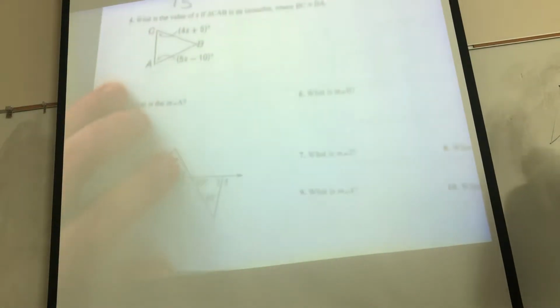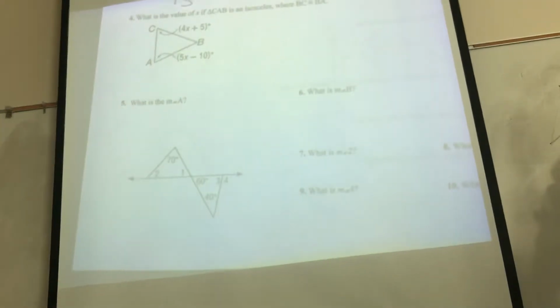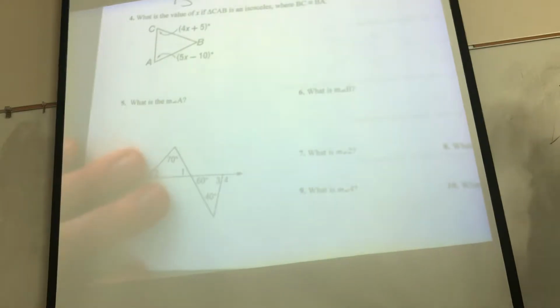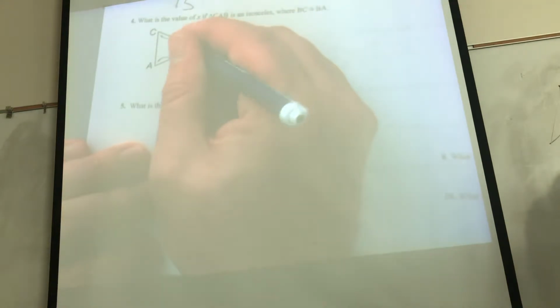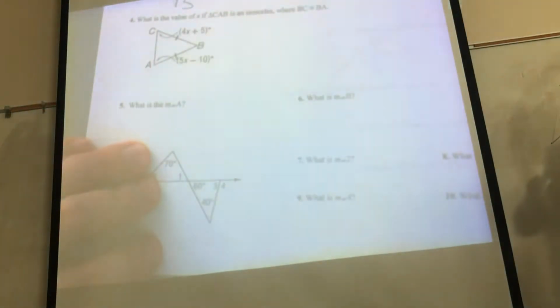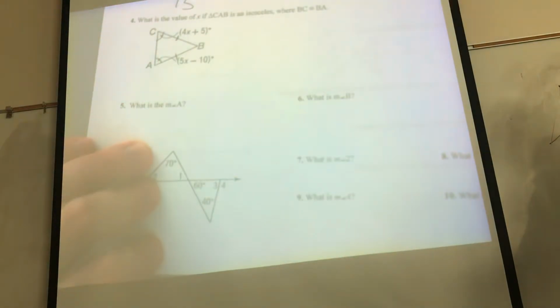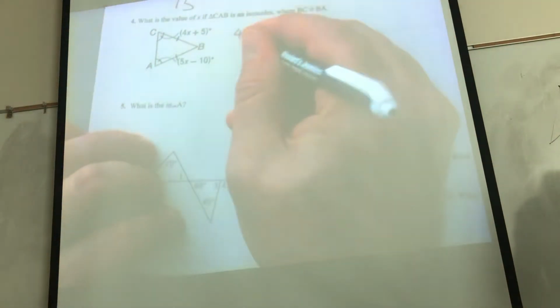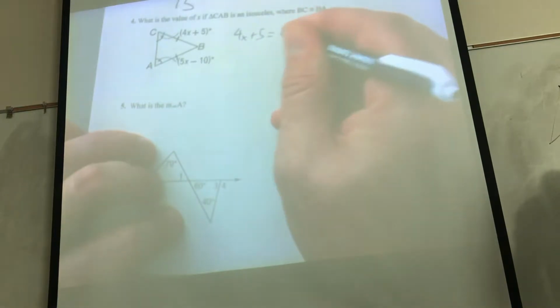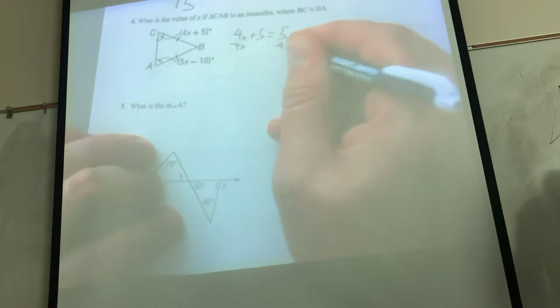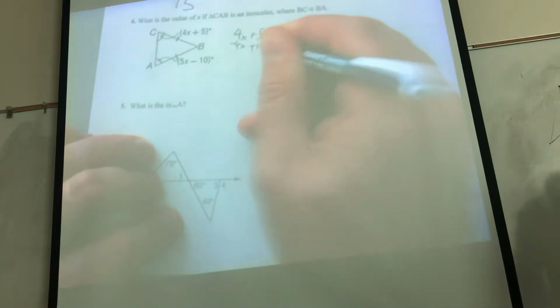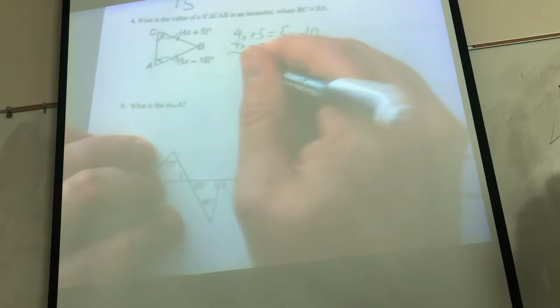On number 4, what is the value of x if triangle CAB is an isosceles where BC is equal to BA? This is something that we haven't talked about as much as I would have liked. If it's an isosceles triangle and these two sides are congruent, that means that the angles across from them are also congruent. So we just say 4x plus 5 equals 5x minus 10. We subtract 4x, we add 10, and we get x is equal to 15.